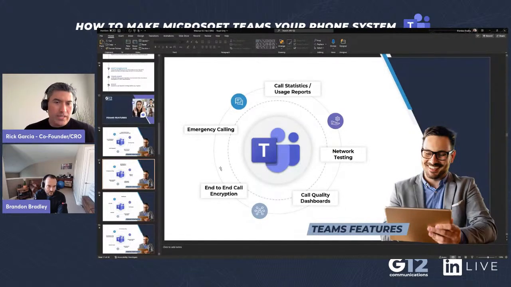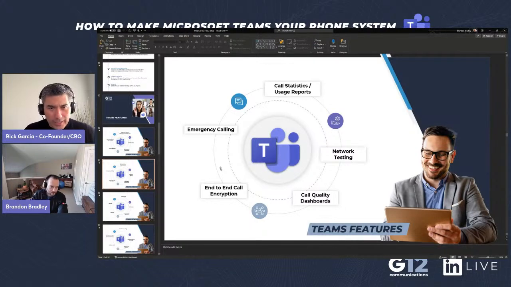Network testing in Microsoft Teams gives you the ability to build a site, add how many users you have at the site, and start planning for the network requirements at that particular location. That's a really cool tool in there.